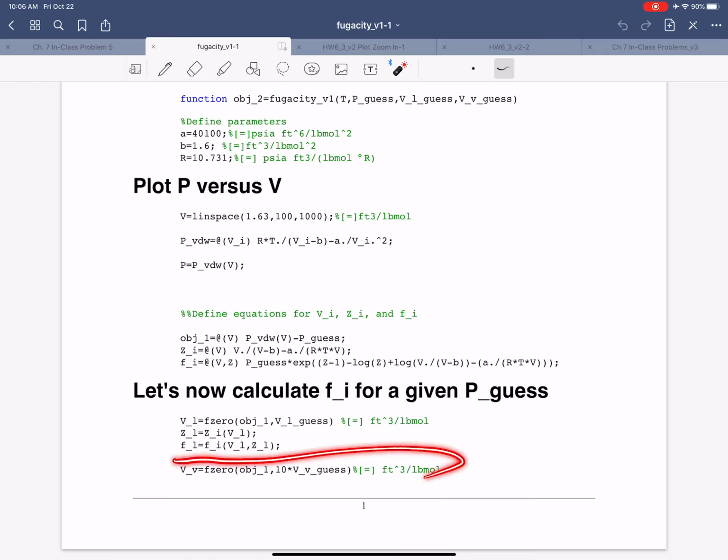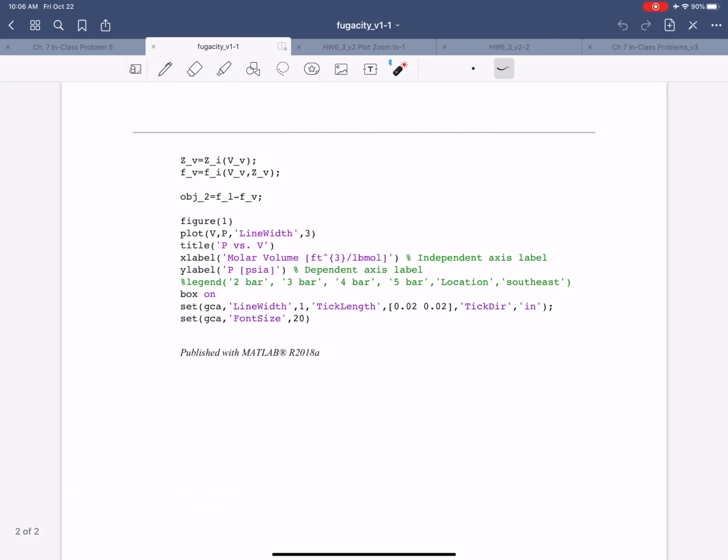And then for the vapor molar volume, I do the same thing, except all I do is change my volume guess to be larger. Okay. All right. And then after I calculate the compressibility factors and the 2 different fugacities, I then have this function calculate the difference between, and I guess here I did fugacity liquid minus fugacity vapor. Okay, and so that's going to be the main output of the function. So calculating the difference between those 2 fugacities. All right, so that's the first layer of the code.